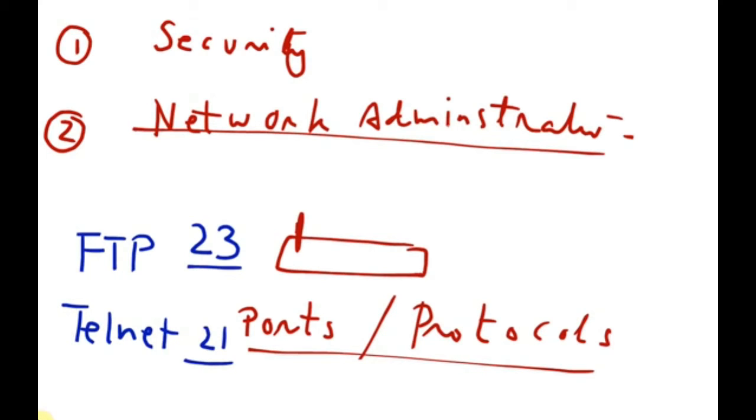And we can also, as network administrators, block special websites, or we can block, for example, VoIP on our network, so nobody can place IP calls on our network. So we can also do that. So there are two main purposes of the firewall. Number one is security, and number two is network administration.